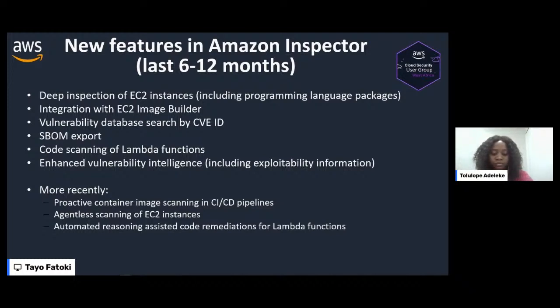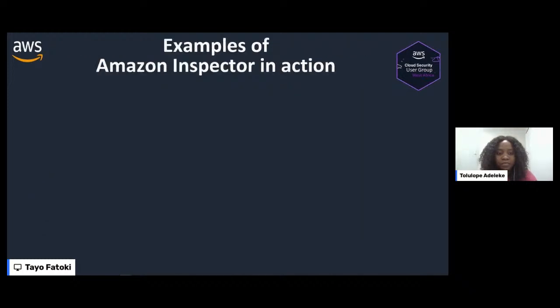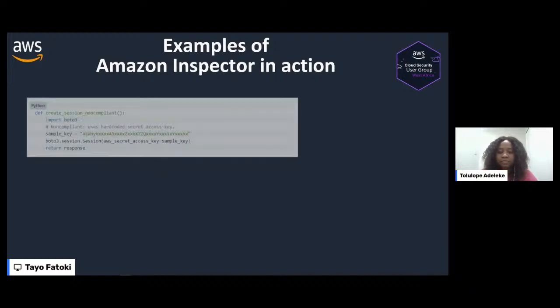It can also do enhanced vulnerability intelligence, including exploitability information, leveraging the recent AWS Amazon Q AI. And more recently, they've also released support for proactive container image scanning in your CI/CD pipeline, agentless scanning of EC2 instances, and automated reasoning or assisted code for Lambda functions. So just to give you an example of how Amazon Inspector works without taking your time.